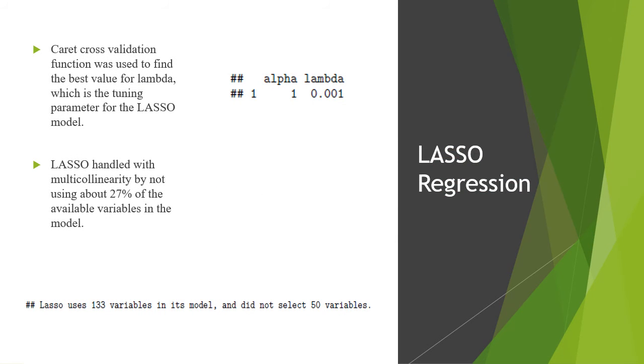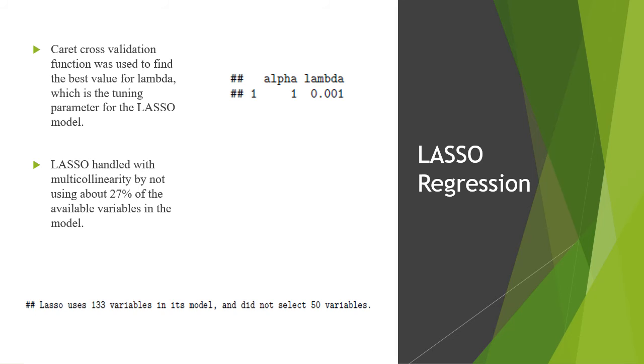Next is the Lasso regression. It stands for least absolute shrinkage and selection operator. This model uses the shrinkage method where the extreme values in the sample are shrunk toward a sample mean value. The tuning parameter lambda controls the overall strength of the penalty. Caret cross-validation was used to find the best value for lambda, which is the tuning parameter for the Lasso model, as shown in this slide.